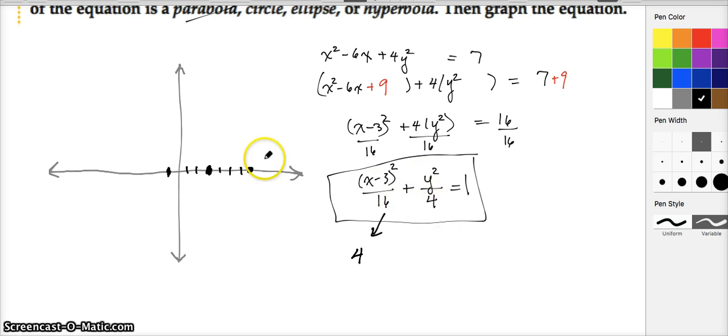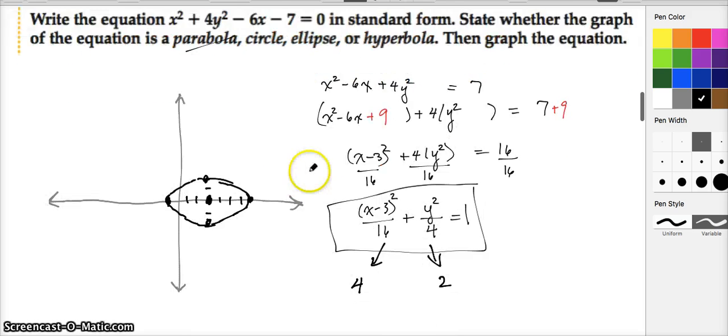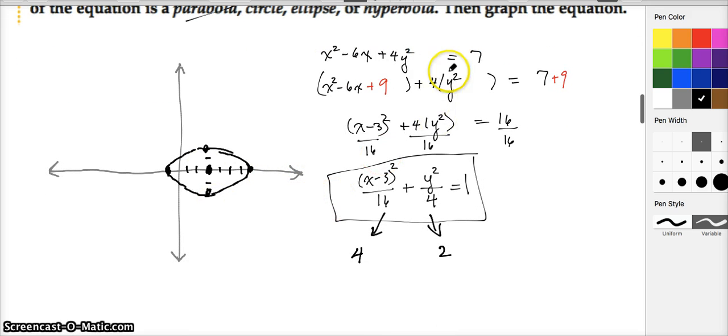My minor axis, I get that from the square root of this, which is b, so that's going to be 2. And so up 2, 1, 2, down 2, 1, 2. And so this gives me the gist of the shape of my ellipse. Not really pretty, but you see where we're going. Did they ask us for any other information? State whether the graph is a parabola, blah, blah, blah, graph the equation. I think that's it.